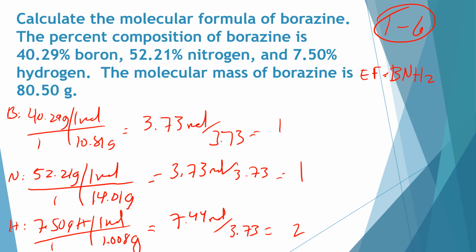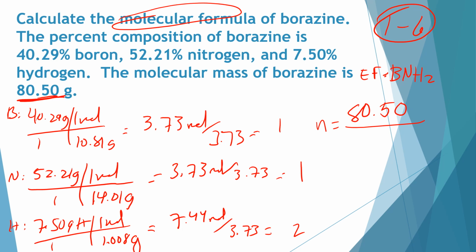Now, to get the molecular formula, we first have to determine my N, the number I'm going to distribute. To do that, I need to have my molecular mass that I'm given in the problem. That will be in my numerator. My denominator will be the mass of my empirical formula. So 10.81 times 1 plus 14.01 times 2 plus 2 times 1.008 will give me 26.836. I divide these two, it will come out pretty close to 3.